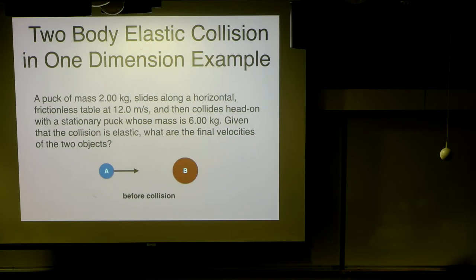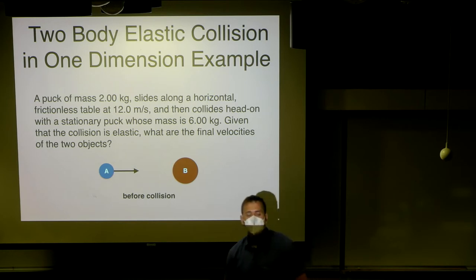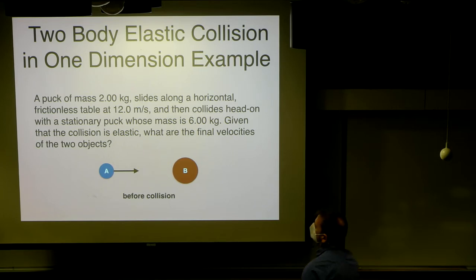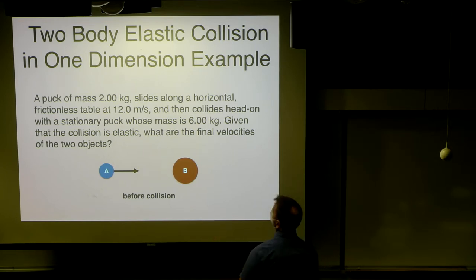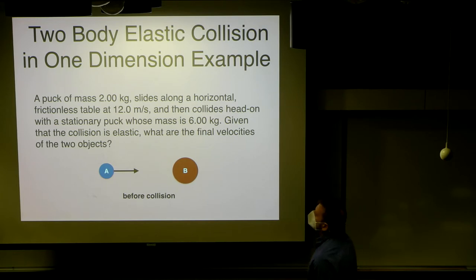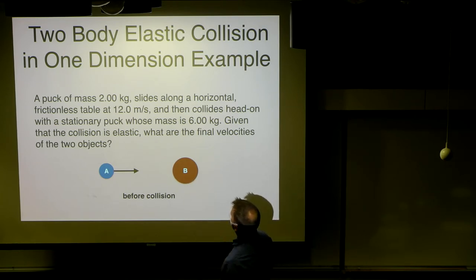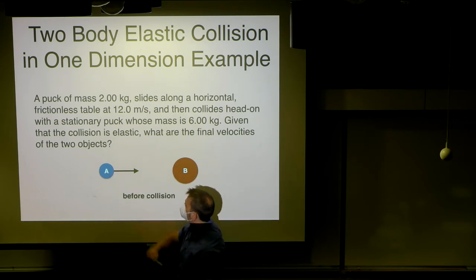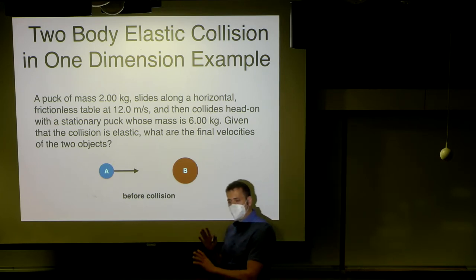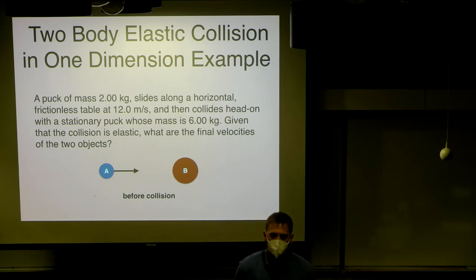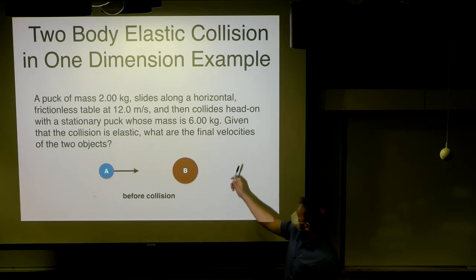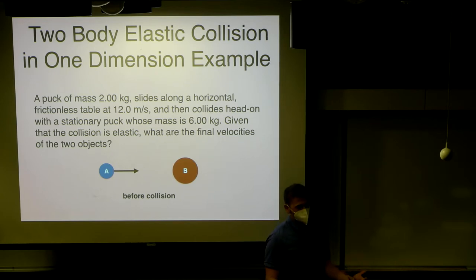So the next thing I'm going to do is show you an example of where we can use that equation we just derived, okay? So here's what's going on. I have a puck with a mass of 2 kilograms, which is sliding along a flat and frictionless table at 12 meters per second. It collides head-on with a stationary puck whose mass is 6 kilograms. So this is the 2 kilogram mass A, this is the 6 kilogram mass B. So let's assume that there is a perfectly elastic collision here, okay? So same kinetic energy before and after the collision, okay? The question is, what are the two final velocities for our two objects, okay?